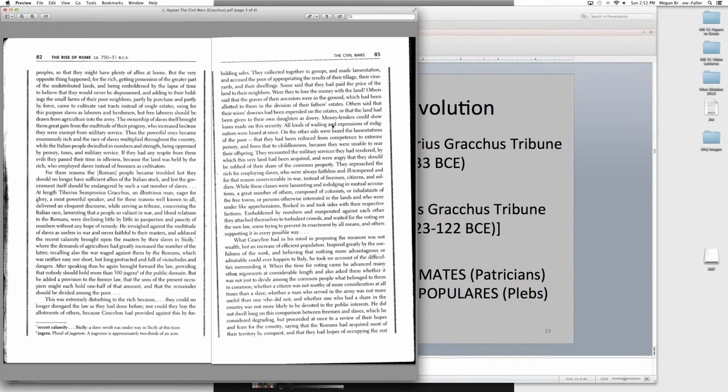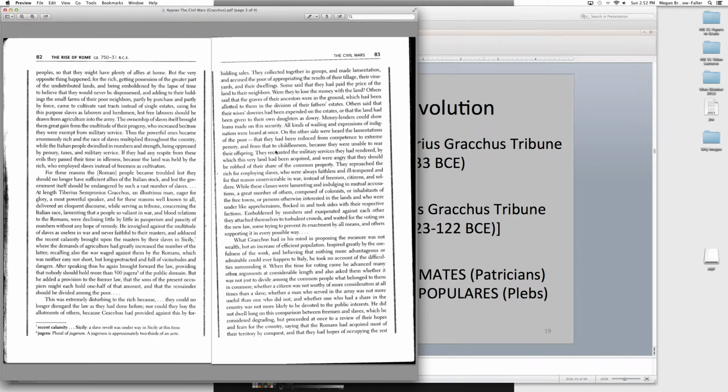On the other hand, there were the poor, the veterans. On the other hand, were heard the lamentations of the poor, that they had been reduced from competence to extreme penury, poverty, and from that to childlessness, because they were unable to rear their offspring. So this actually affects the family too.